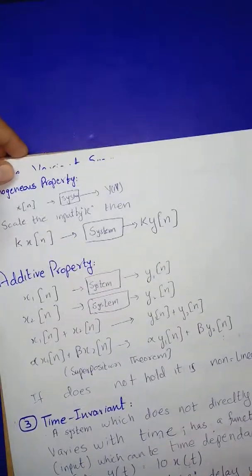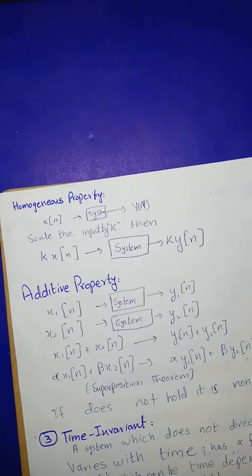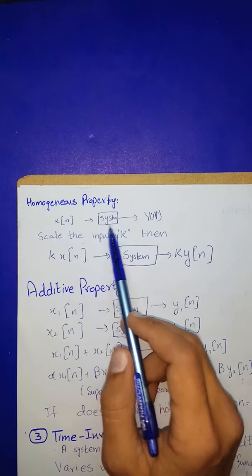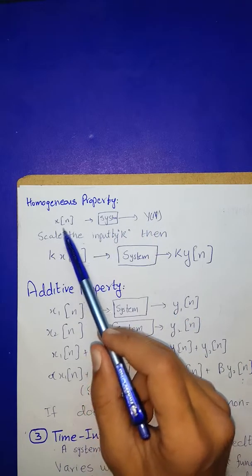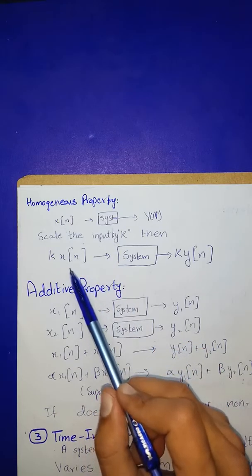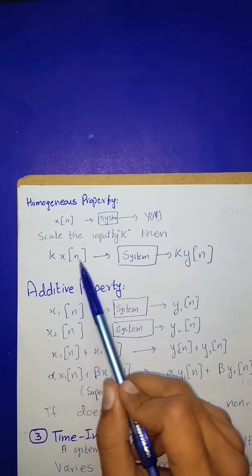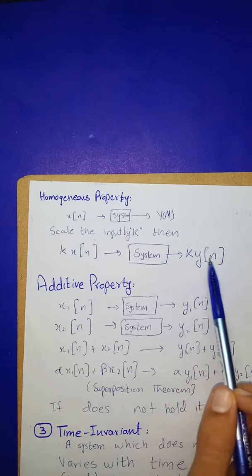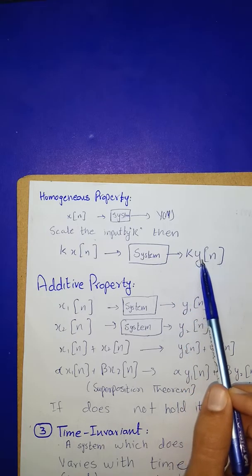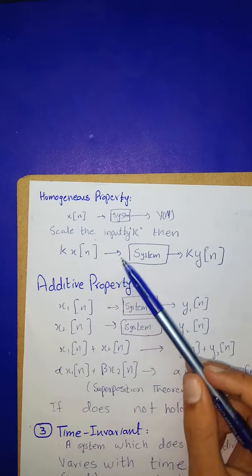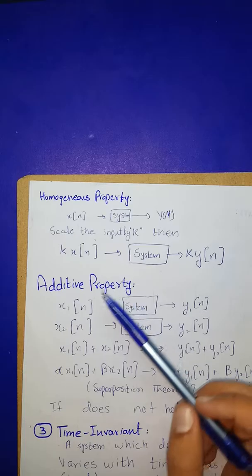The homogeneity property states that if we apply an input x of n to a system which gives us an output y of n, and we scale the input by k, so we provide k x of n to the system, and the system gives us an output of k y of n, meaning the same scaling is applied to the output, then it holds the homogeneity property.